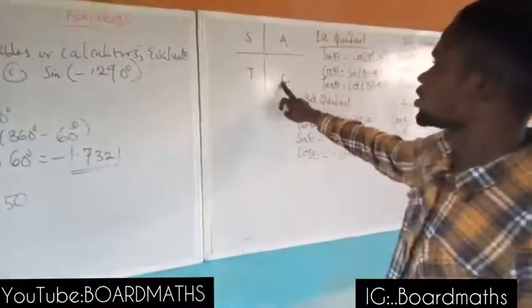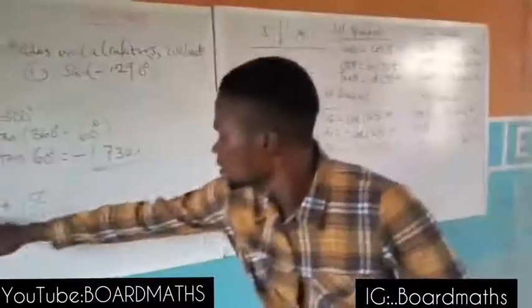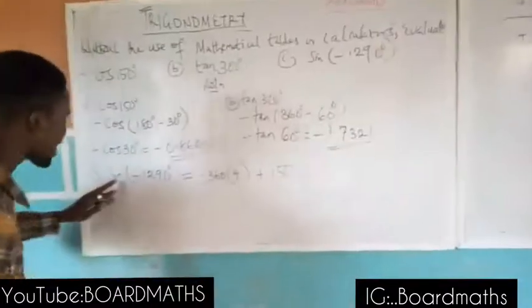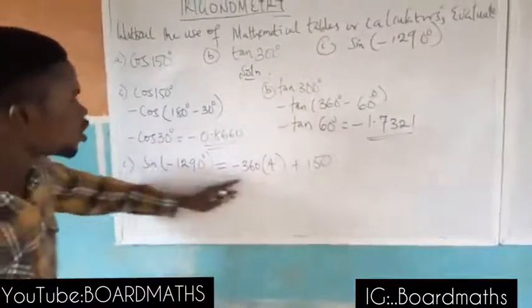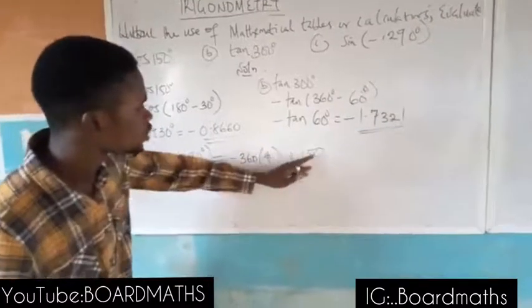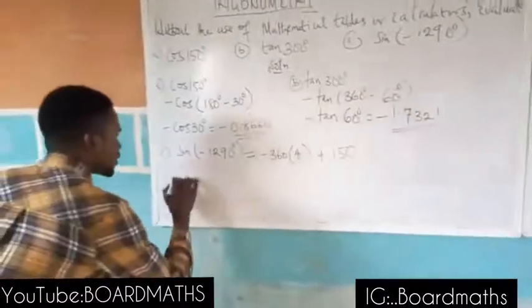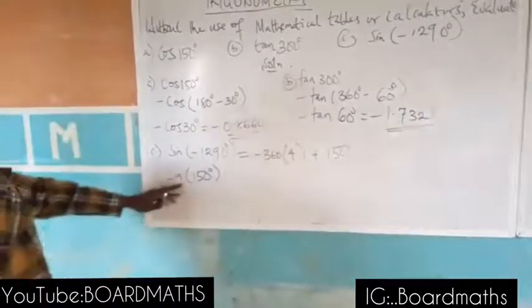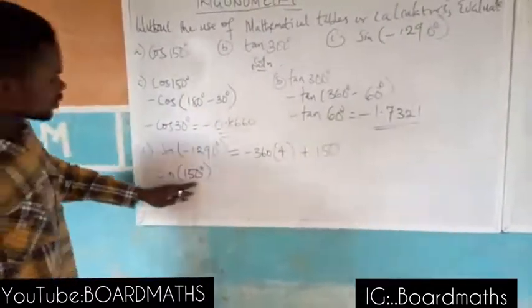The fourth quadrant is 360. But here we still have 150 degrees left. That means our sine 1290 is what? Minus 360, in the bracket, plus 150. So we have that as sine 150 degrees. So you still have an angle greater than 90 degrees.